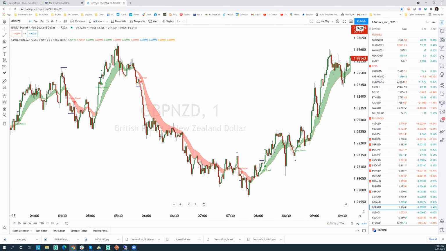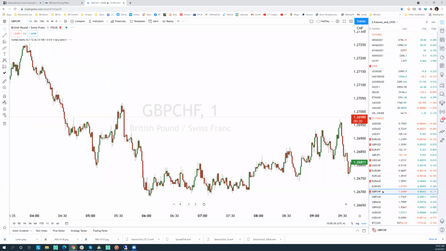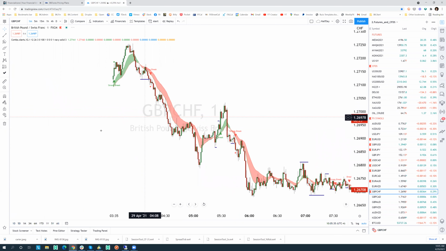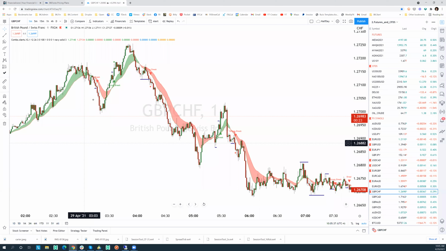Same thing on the Kiwi. What about pound Swiss? Pound Swiss should have been very strong because the pound, oh no, am I wrong? Oh, the pound, first it was strong and then it kind of died.